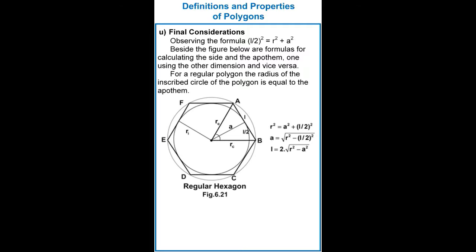In a regular polygon, the inscribed circumference has the dimension of the radius equal to the dimension of the apothem.